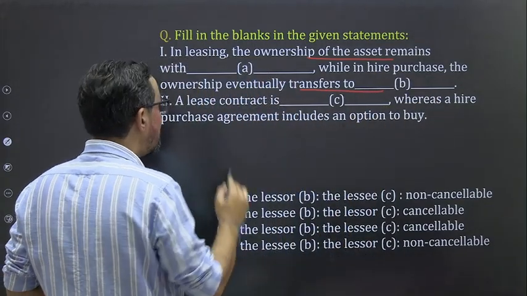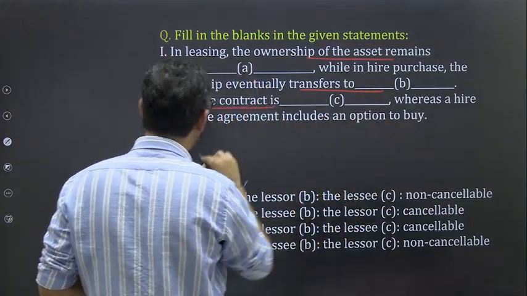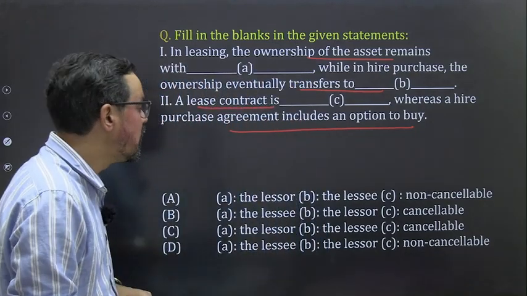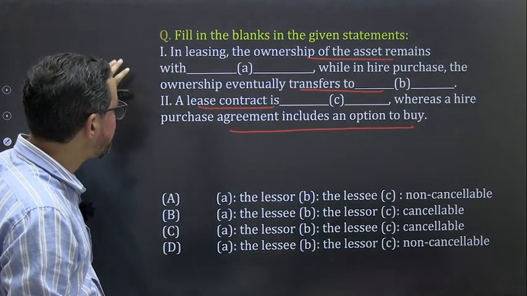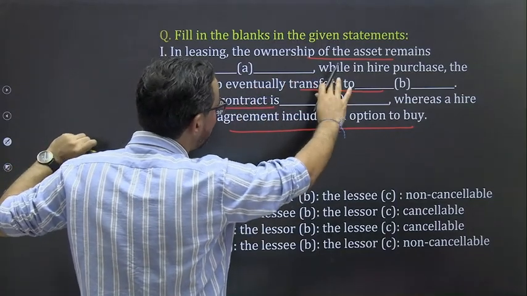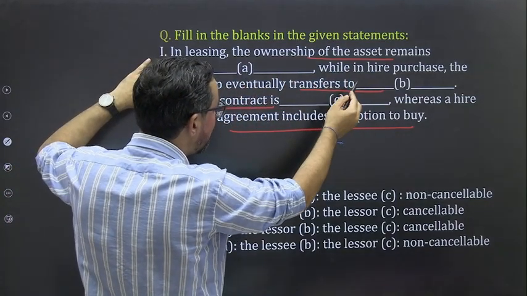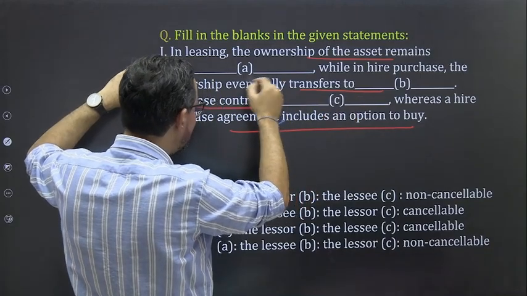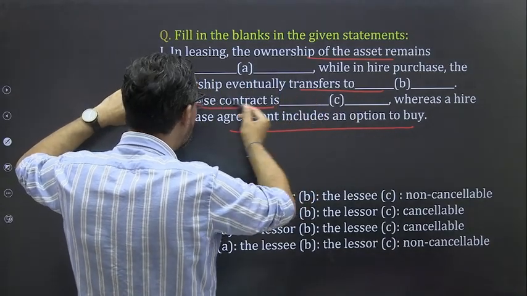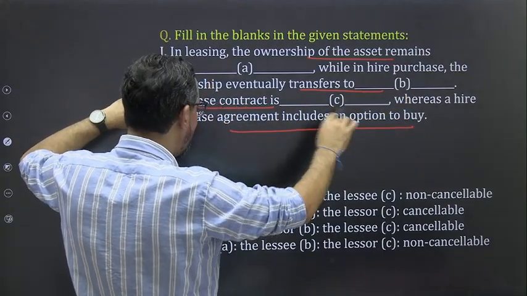Okay. First, a lease contract is dash where a hire purchase agreement includes an option to buy. ठीक है, तो क्या होगा आपका करेक्ट आंसर इसका? It is, in leasing, the ownership of the asset remains with the lessor, we can say. ठीक है, अगर हम इसको ऑपरेटिंग लीज की तरह कंसीडर करते हैं, ओनरशिप इवेंचुअली टू लेसी और आपका हायरी.